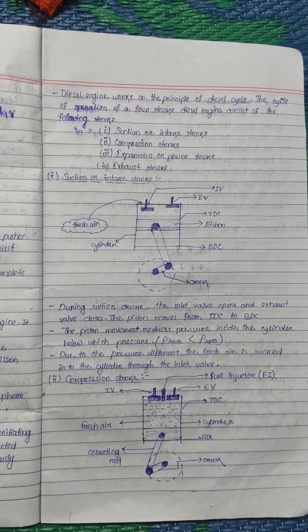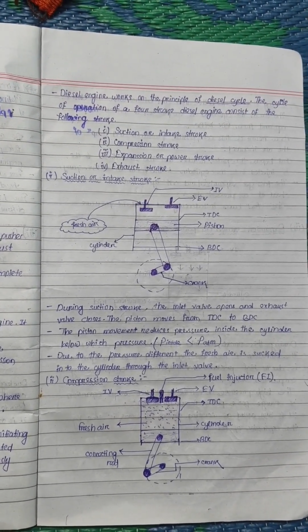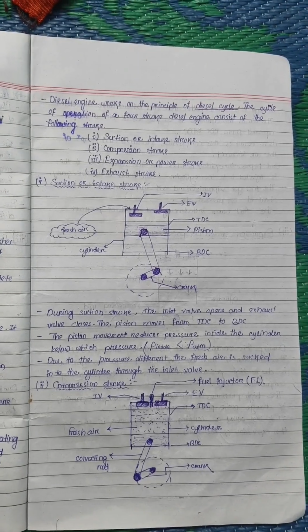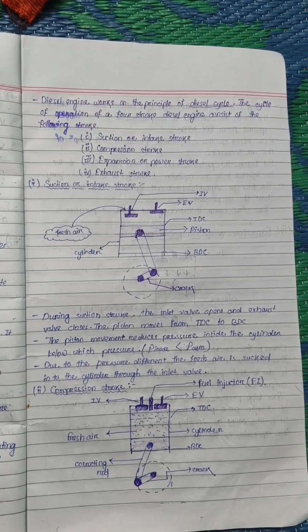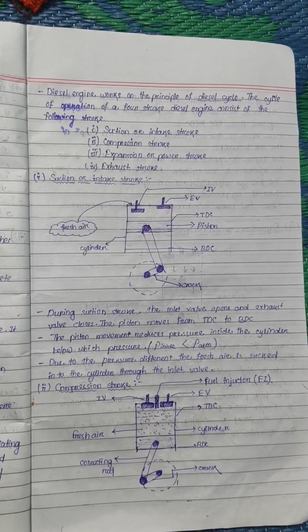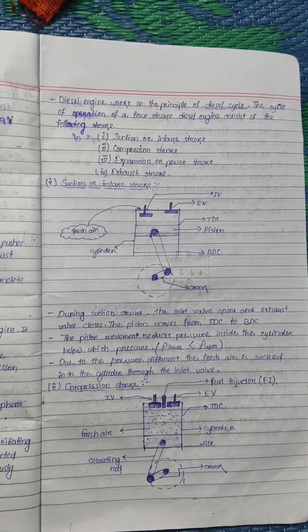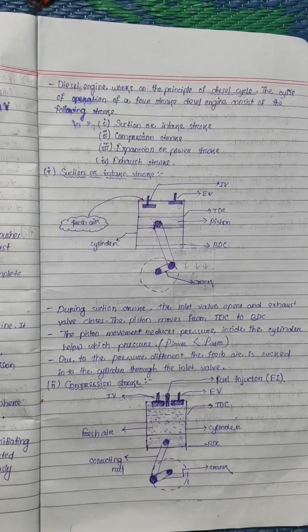The cycle of operation of a four-stroke diesel engine consists of the following strokes. First is the suction or intake stroke, later the compression stroke, next is the expansion or power stroke, and at last we have the exhaust stroke.